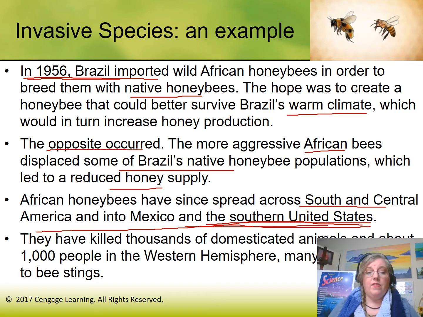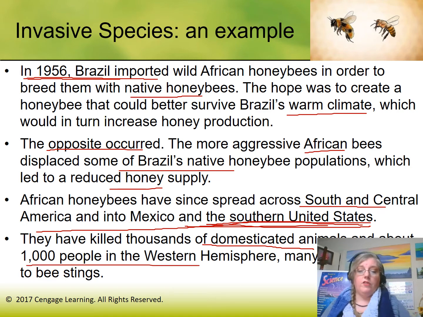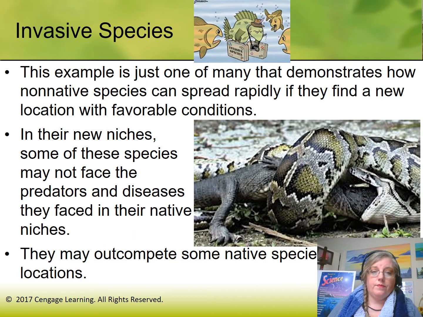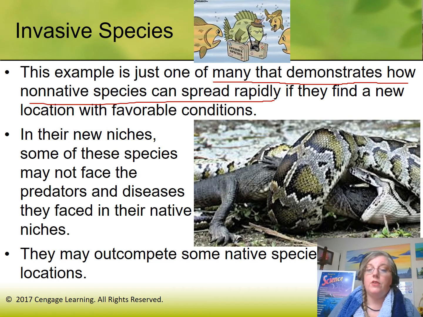So far, they've killed thousands of domestic animals, cows and pigs and such, trying to get into the hive. And they've killed at least 1,000 people in the Western Hemisphere. And this was written in 2015, so it's more than that since then. This is just one example of many that demonstrates how non-native species can spread rapidly if they find a new location.